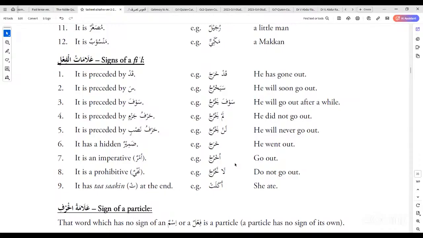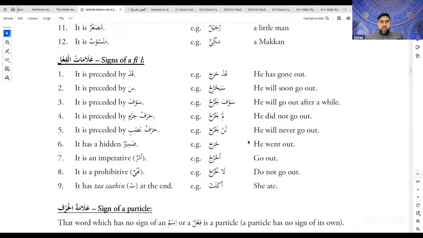Then qara'a, yaqra'u, iqra. Excellent. Fatha to kasra. And then dakhala yadkhulu, udkhul. Jalasa, yajlisu, ijlis. Excellent. So this is the pattern we have to follow, and then we continue with the sixth order.